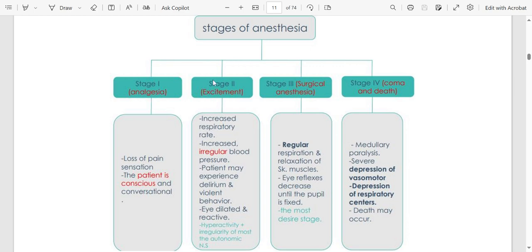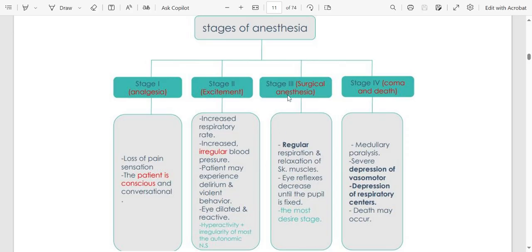That's analgesia. And in stage two, there's excitement. There's going to be increased respiratory rate. Someone is breathing very fast. There is also increased and irregular blood pressure. The patient may also experience delirium, where they are getting confused and are about to shut off. They can show violent behavior, like they're trying to resist, and the pupils will be dilated and reactive.